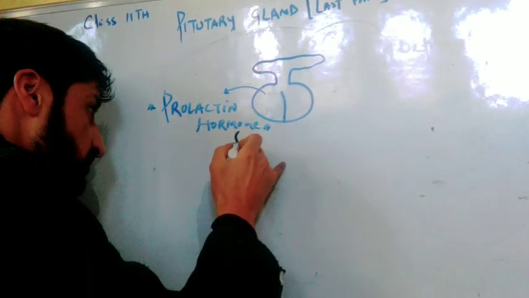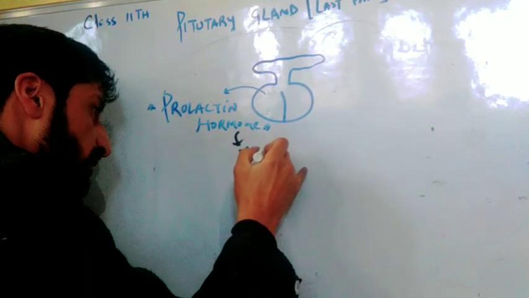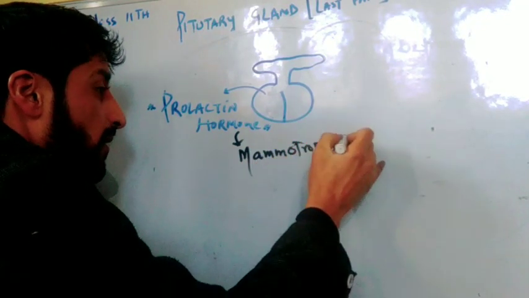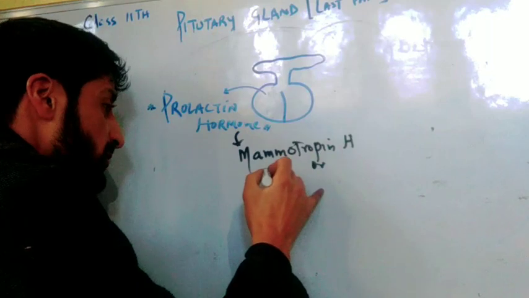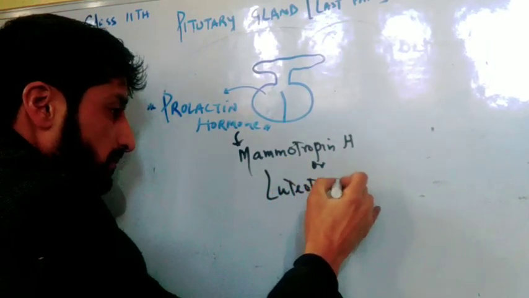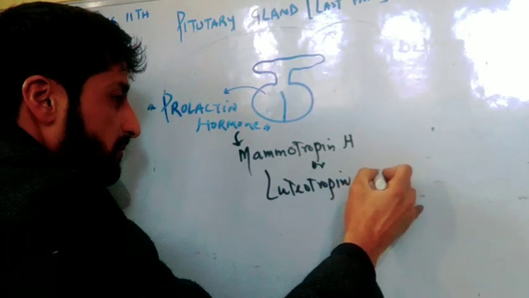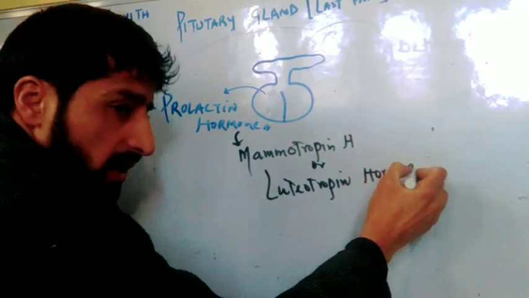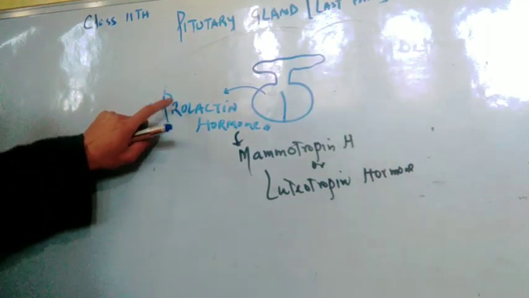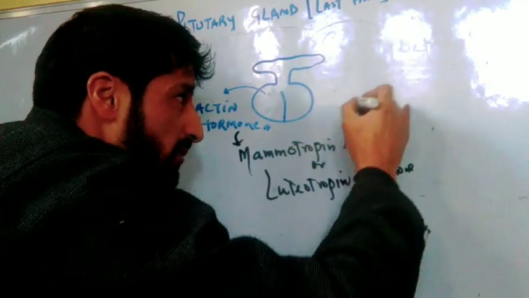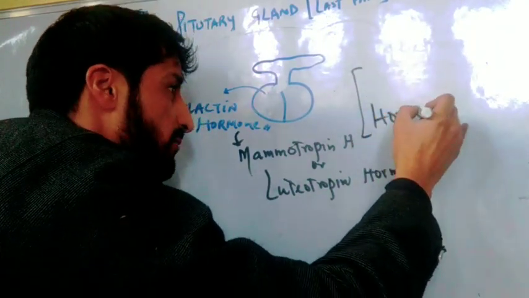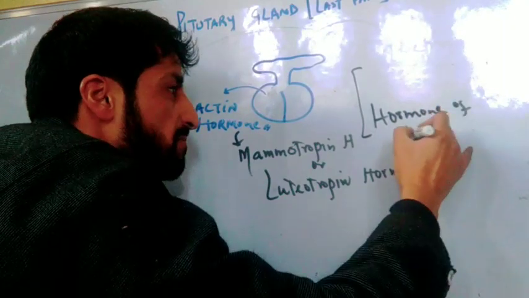Prolactin hormone is also known as mammotropin hormone, or luteotropin hormone. Mammotropin hormone, luteotropin hormone, or prolactin hormone. Or you may call it, this prolactin hormone is also known as the hormone of maternity.